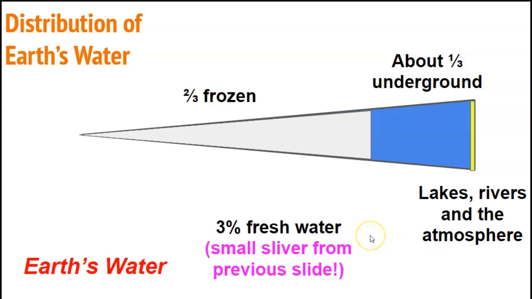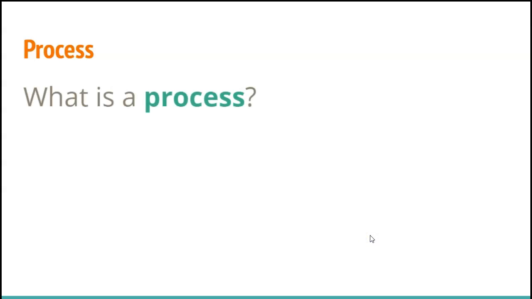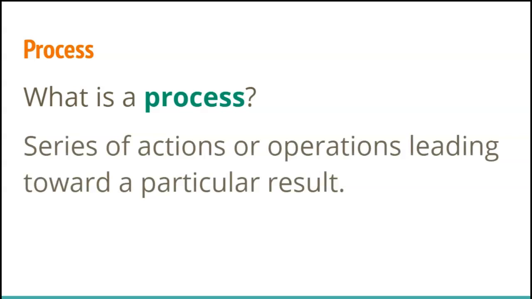All right, so continuing on. Process. What is a process? It is a series of actions or operations leading toward a particular result. So there are a lot of processes in science. Of course, right now we're talking about the water cycle as a process, since we're talking about the hydrosphere.